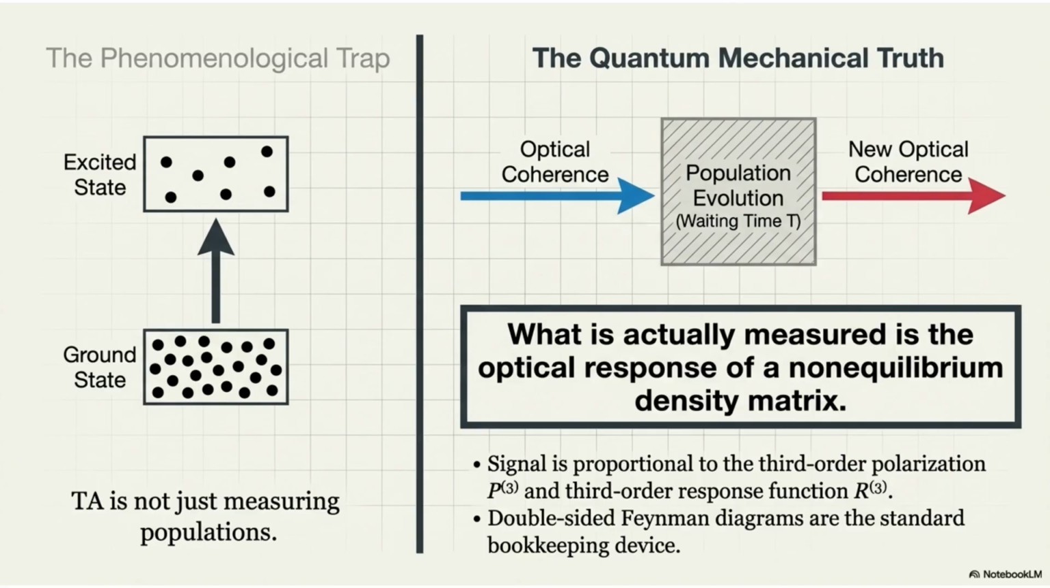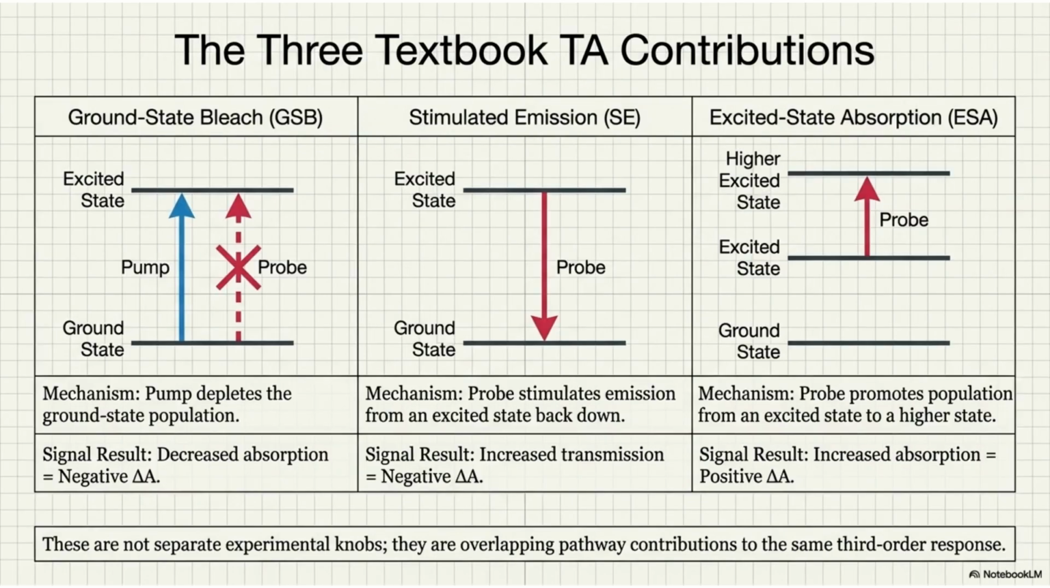Transient absorption is not merely measuring populations. What is actually measured is the optical response of a non-equilibrium density matrix. The signal is proportional to the third-order polarization and third-order response function. There are 3 textbook contributions: ground state bleach, stimulated emission, and excited state absorption. These are overlapping pathway contributions to the same third-order response, not separate experimental knobs.